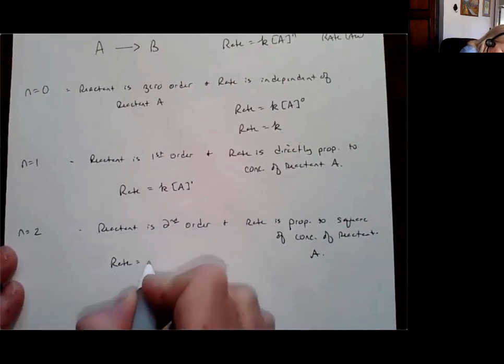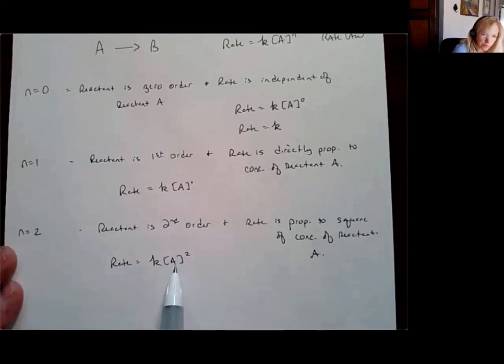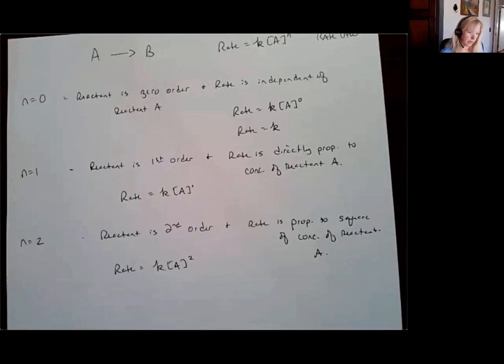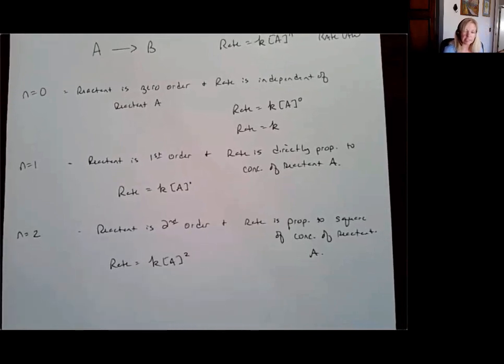So my rate law is going to look like this. If I double my concentration of A, that's going to quadruple my rate. So if I start with 1 molar, then I'm going to have a certain rate. If I start with 2 molar, now my rate is going to be 4 times that amount. So that means that the concentration of A has a very significant effect on the overall rate of that reaction.